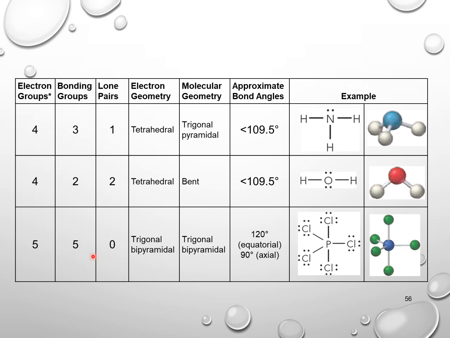If there are no lone pairs, both electron geometry and molecular geometry we call trigonal bipyramidal, because it looks like there are 2 pyramids. You see a triangular pyramid on the top and a triangular pyramid on the bottom right there.